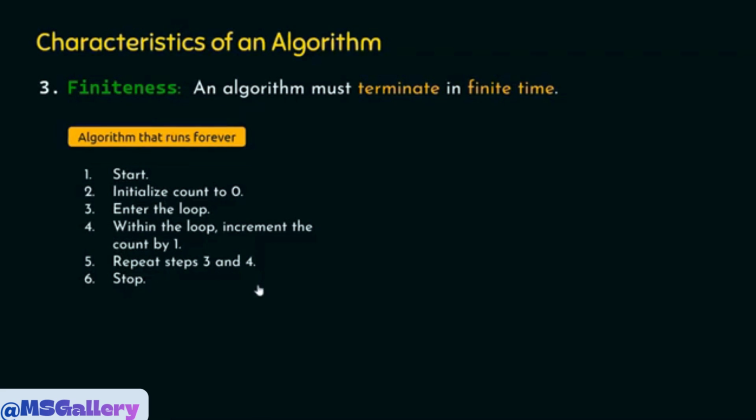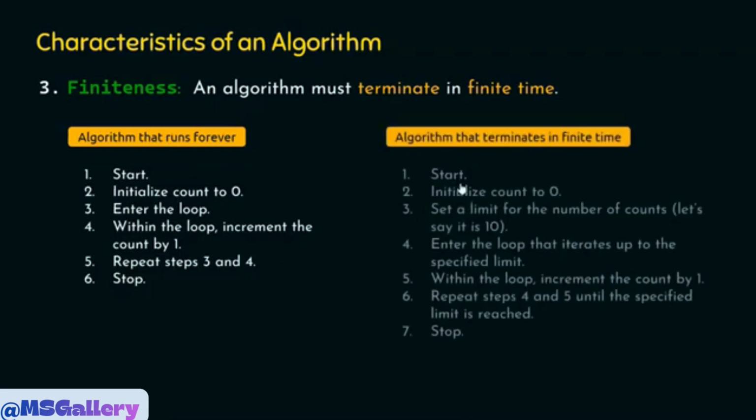Now let's discuss an example algorithm which will terminate in finite time. So here is the example algorithm. We are first initializing count to 0. Then we are setting a limit for the number of counts, and we are calling it, let's say, 10. Then we enter the loop that iterates up to the specified limit. Within the loop, we are incrementing the count by 1. And in step number 6, we are clearly specifying that we need to repeat steps 4 and 5 until the specified limit is reached.